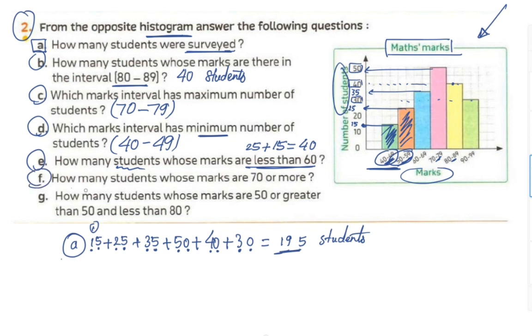F. How many students whose marks are 70 or more? Are what? Are 70 or more. So start from 70 and go up. Where is 70? Here. So this column, okay, and up: this column and this column.